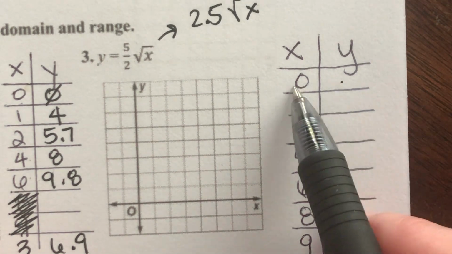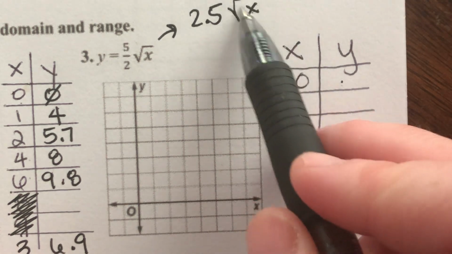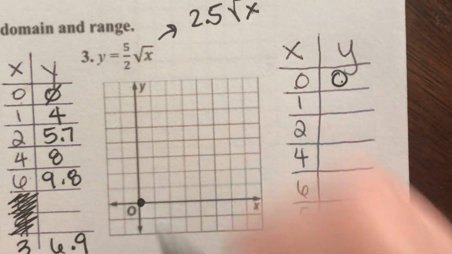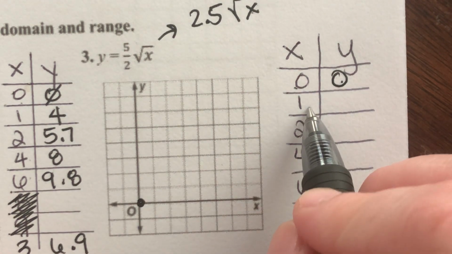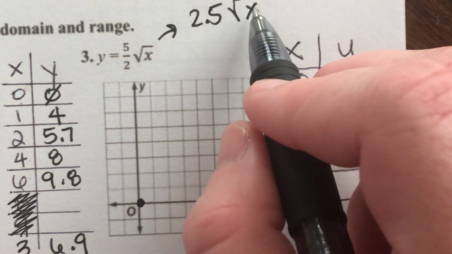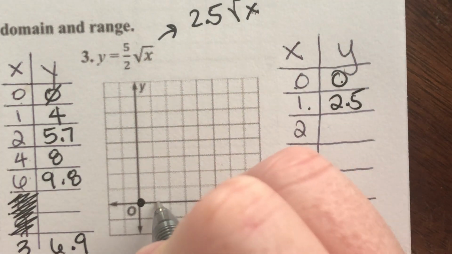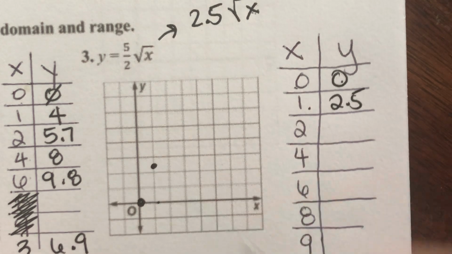Okay, so when I plug in a 0 for x, this becomes 0. 0 times anything is 0. So I go ahead and plot that. Okay, when I plug in a 1 for x, square root of 1 is 1. 1 times 2.5 is 2.5. So I'm going to go over 1, up about 2.5.